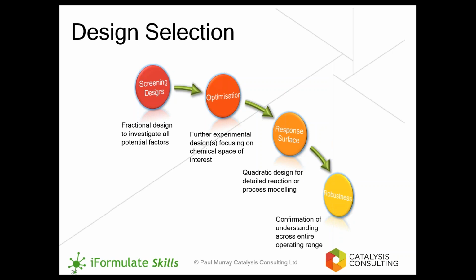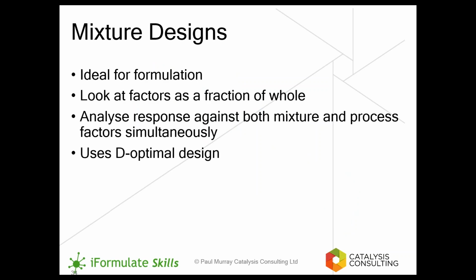The second design type is around optimization. That's about taking the results from your screening design and trying to optimize your process. There are response surface designs, which are there if this process is going to be reliable and robust on a large scale. For formulation, there is another design type which is very important, and this will come in the screening and optimization part.